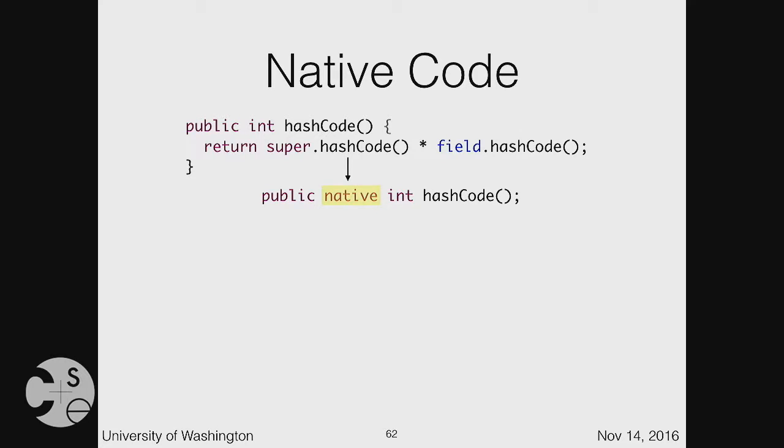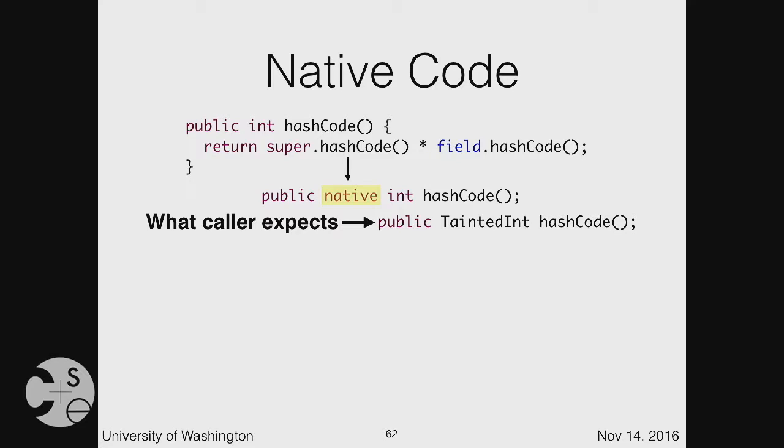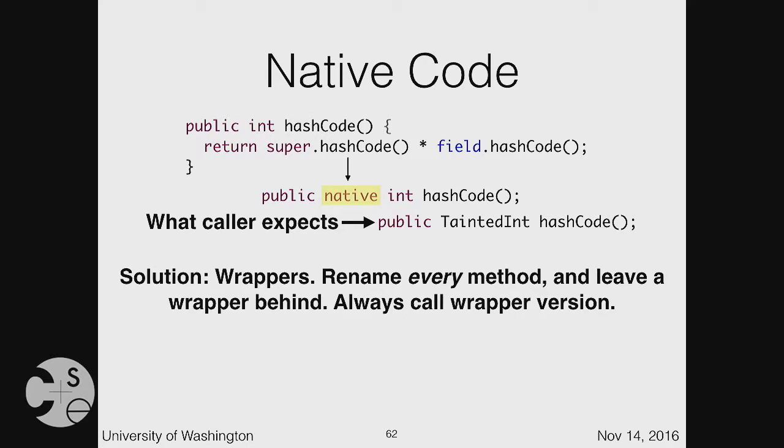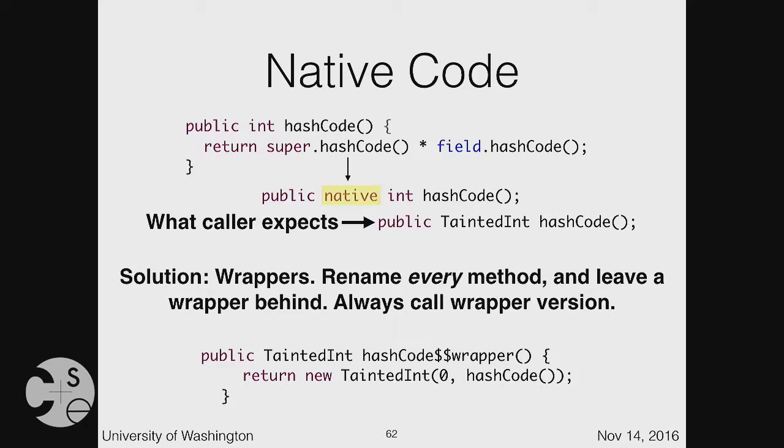The problem here is that our caller, which we're modifying, is going to expect some function that returns this tainted int, this union type of the int plus its tag. And we can't change that method, though. So our solution is that we use wrappers. We rename every single method, leave this wrapper behind, and always call the wrapper. These wrappers have some extra part of their name. They're going to be the glue, because they know they're in the same class right next to the method definition that does it wrong, and they have some glue in the middle.